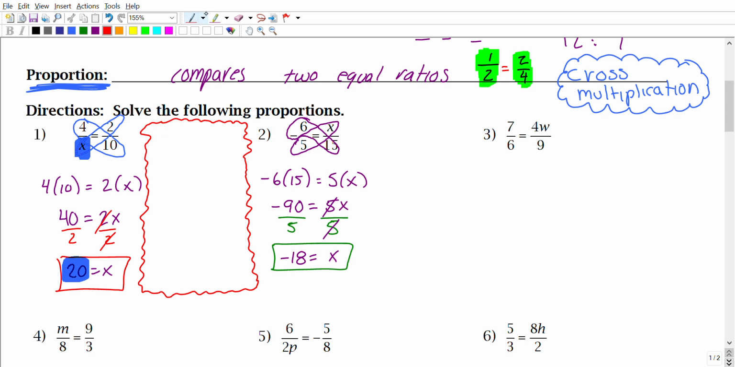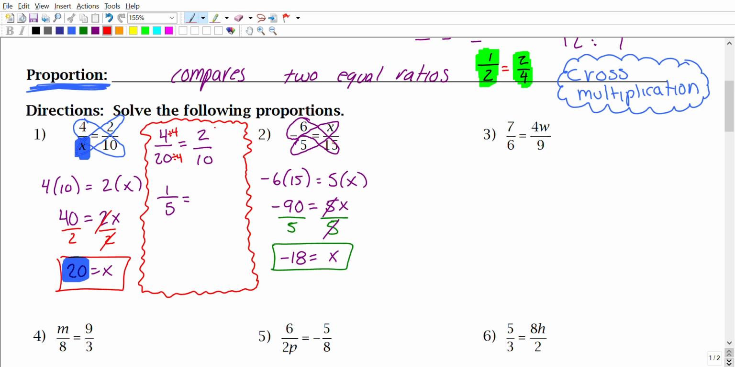So this is 4 over, again, now my 20 goes in here for x, and 2 over 10. Well, let me just concentrate on this first part, 4 divided by 20. Well, those two have a 4 in common. So if I divide each of them by 4, what do I get? I get 1 over 20 divided by 4, which is just 5.